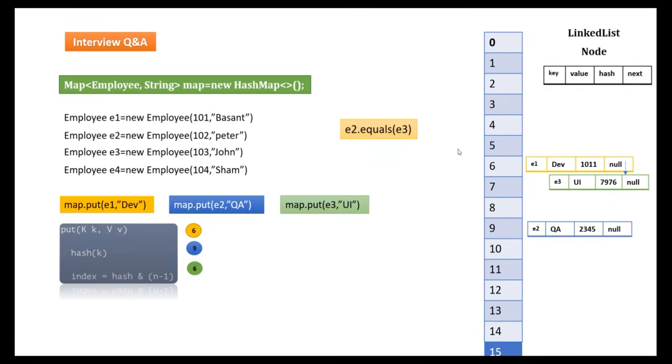Now we have one more element, which is E4, right? So I'm trying to add this entry with map.put. Again it comes to the put method, it will evaluate the hash, and it will find the index. Let's assume it finds the index 7. Then that node directly goes to the 7 bucket.